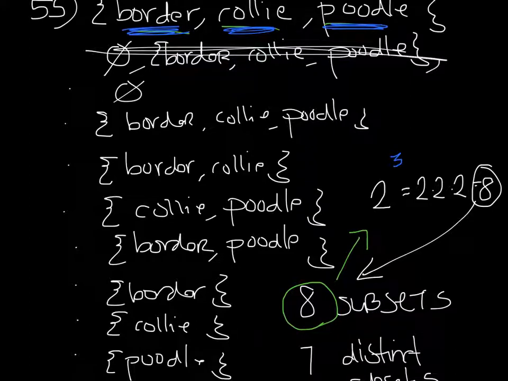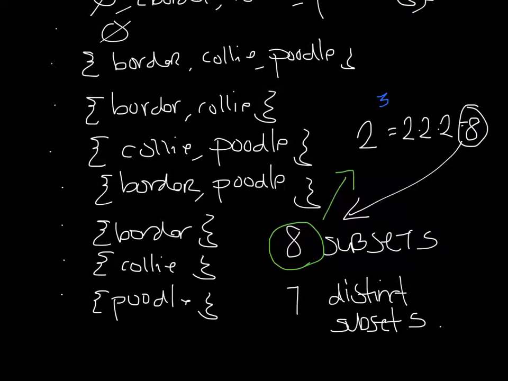And again, we can see of course the distinct subsets are always one less than the original number of subsets, right? It's all of these guys. These are the 7. Okay, I will stop here.